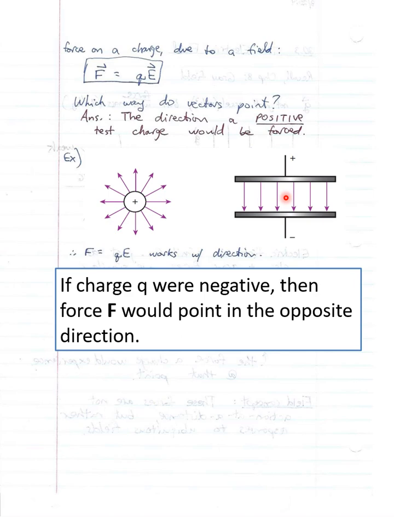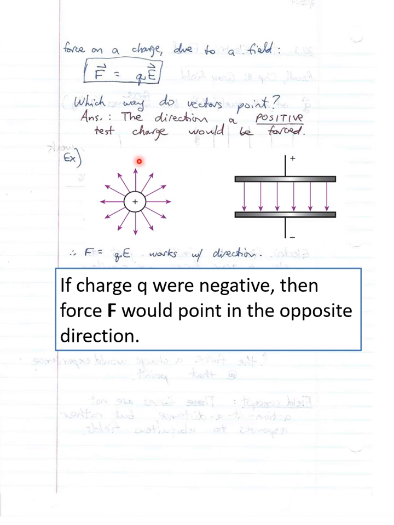Well, if we were to put a positive charge right here in the middle, which way would it be forced? It would be repelled by the positive up top and attracted by the negative down below, and so it would be forced down. So again, those electric field vectors point in whatever direction a positive charge would go if it were put in the area. And by the way, you can see in my box down below, if we were to put a negative charge in, then the force on that negative charge would be opposite.